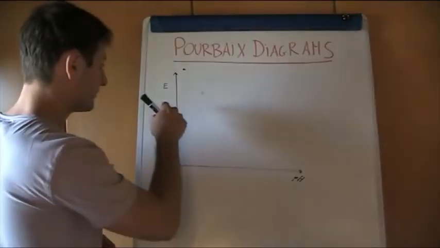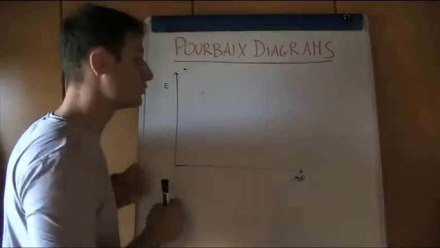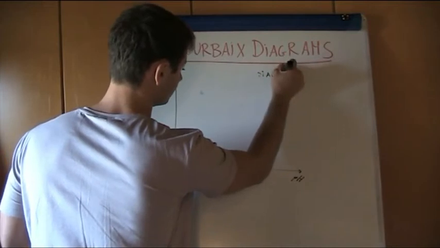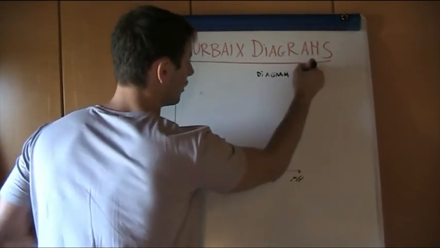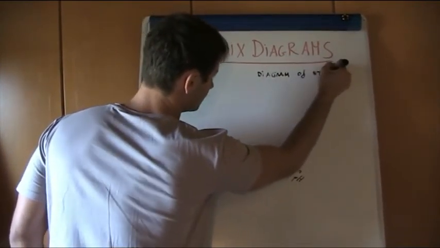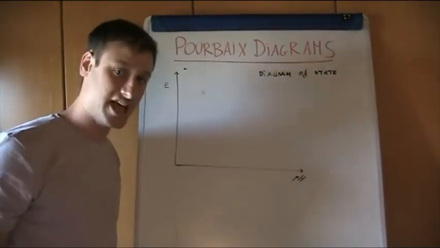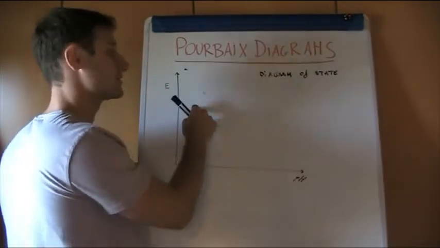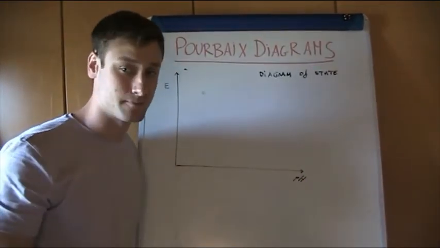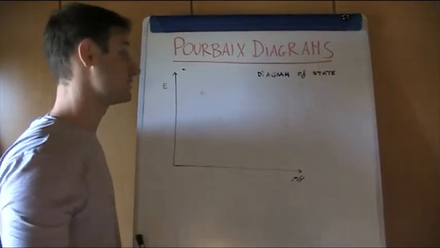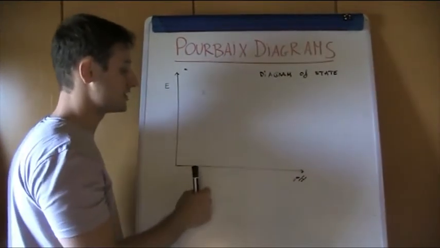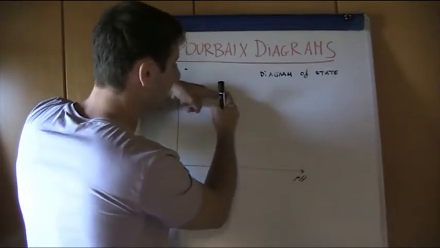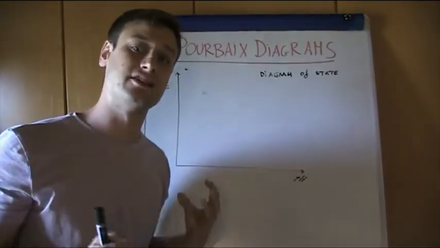So, at the very beginning, it's important to say that the Pourbaix diagram is a diagram of state. So, since this is a diagram of state, each single point of the diagram gives us information about the system. And this is useful because it allows us to understand, for instance, for a specific potential and a specific pH, what the state of the system could be.